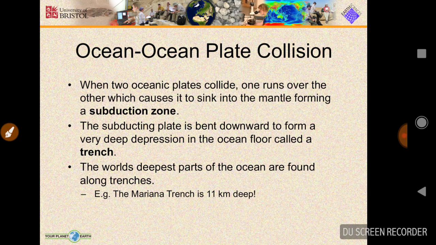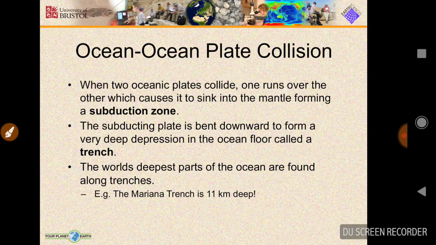Ocean-ocean plate collision. When two oceanic plates collide, one runs over the other, which causes it to sink into the mantle, forming a subduction zone, just like you would see in a continent-ocean collision. This also depends on which material is more or less dense. It's just not as big of a variation as you'll see with the continental and ocean crust. The subducting plate is pulled downward to form a very deep depression in the ocean floor called a trench. You will also see trenches in continent and ocean plate collision.